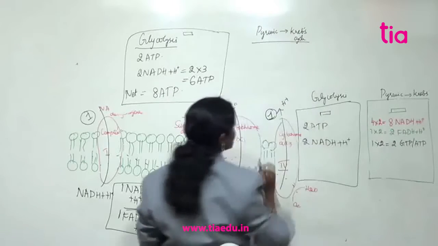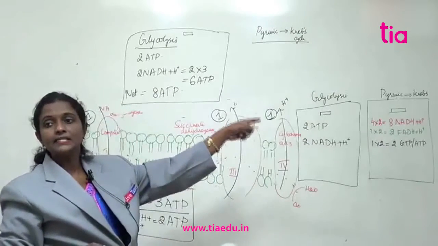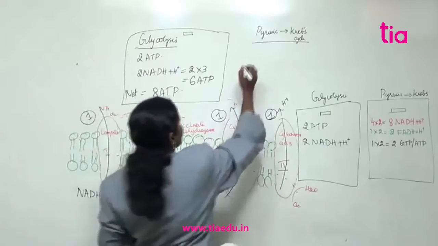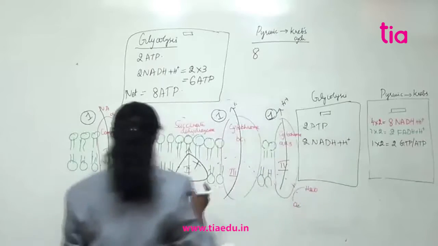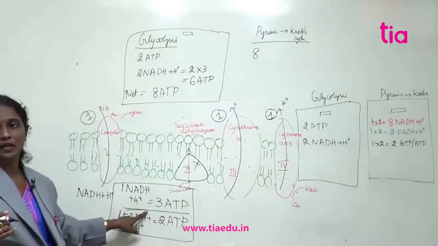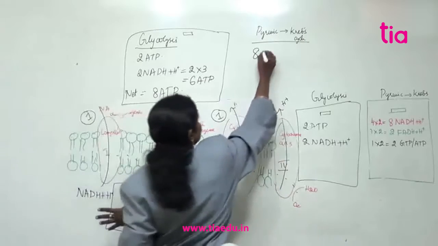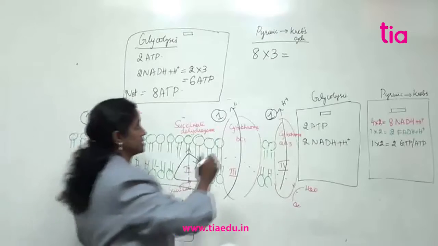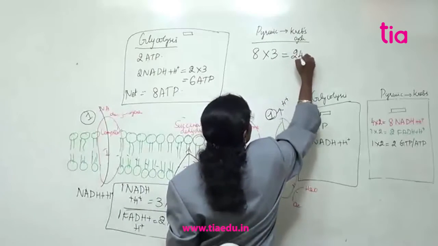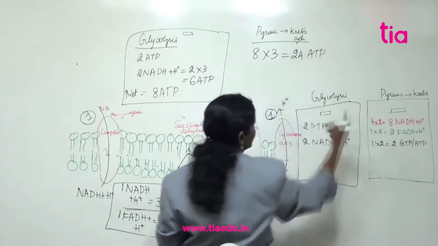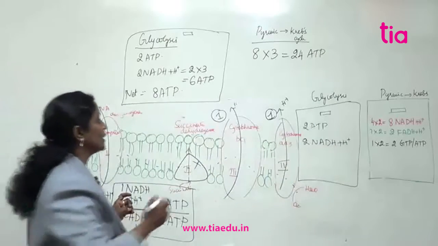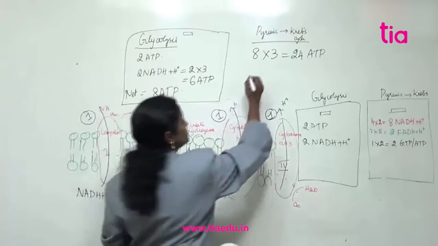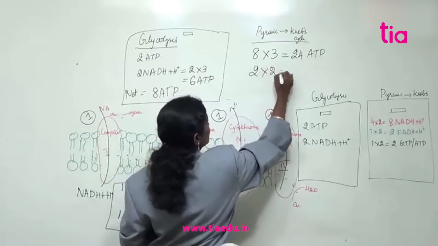We found that there are 8 NADH plus H plus that we have retrieved. 1 NAD gives 3 ATP, as we are all aware. So 8 into 3, what is 8 into 3? 24 ATPs. Then 2 FADH2. FAD, we know, is only going to give us 2 ATP. So, 2 into 2, 4 ATP.